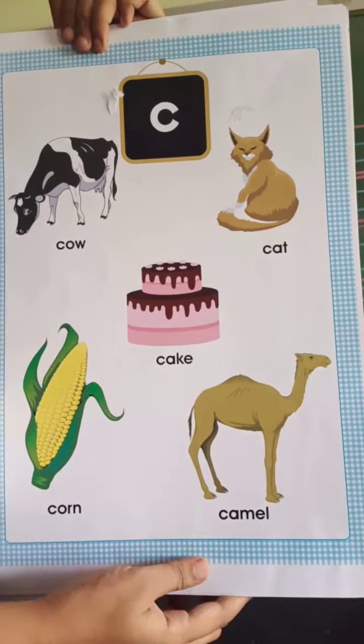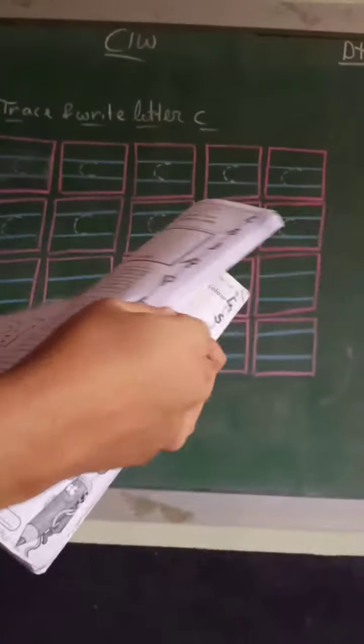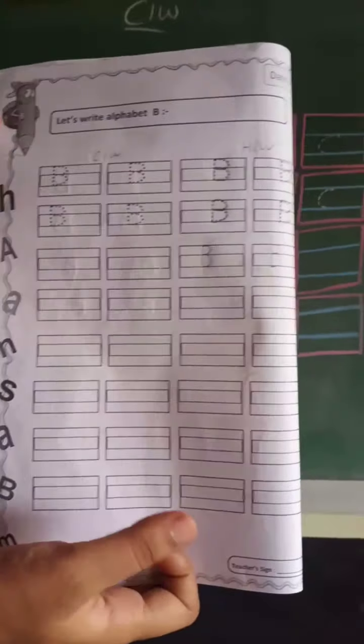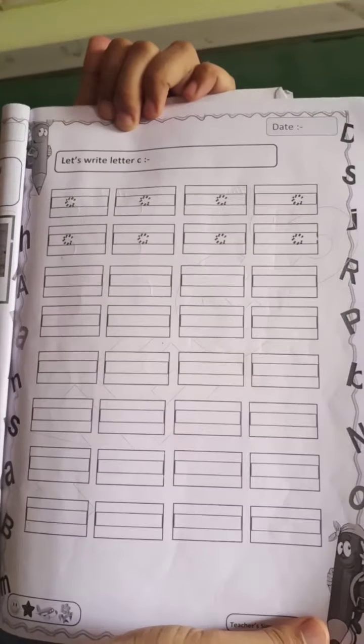So, now classwork time. Take out your textbook, everyone. Take out your English worksheet, everyone, and take out the small letter C page. So, yesterday what did we learn? We learned capital letter B. Right, capital letter B. And now today we learn small letter C. So, take out the page for small letter C.